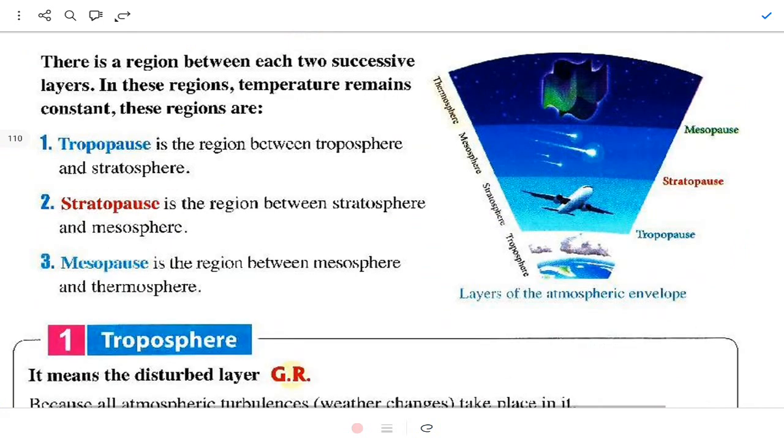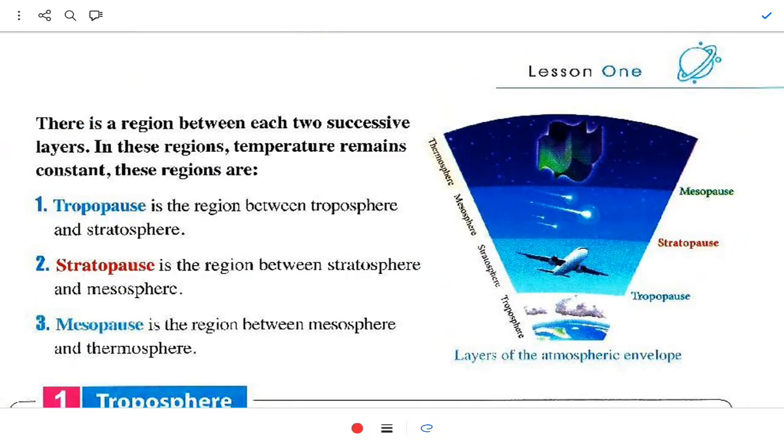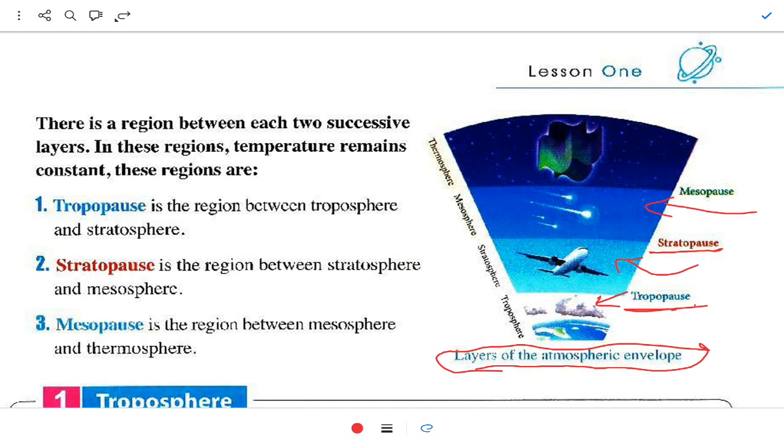Look at this. These are the layers of the atmospheric envelope. You will notice something. The troposphere has the clouds. The stratosphere has a plane here. In the mesosphere there are meteors, and the thermosphere has something like a green light on it.